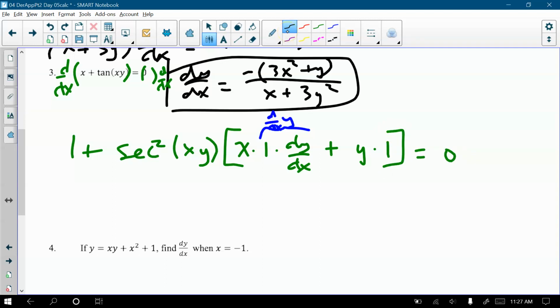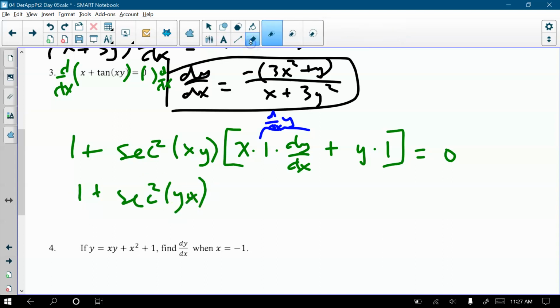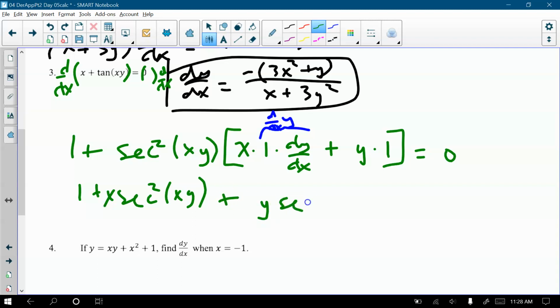Okay, let's distribute and actually get an answer here. So 1 plus secant squared of xy. Sorry, I wrote that wrong. xy, yx, same thing. Just change that though so it's consistent. Times x, so there's an x in front. And then plus, let's do another one, y secant squared of xy. And again, my students are shouting at me. Maybe you are too if you're not in my class, because I forgot the dy/dx over here. So dy/dx over here. No plus ones to anybody.